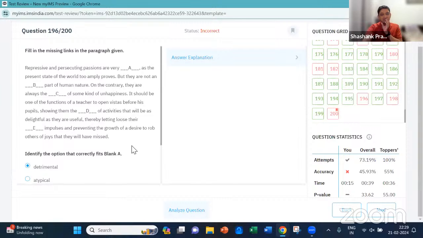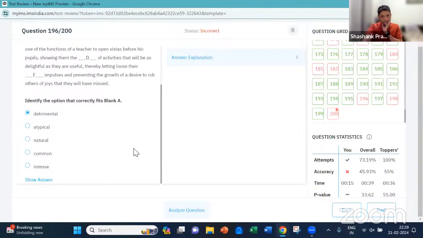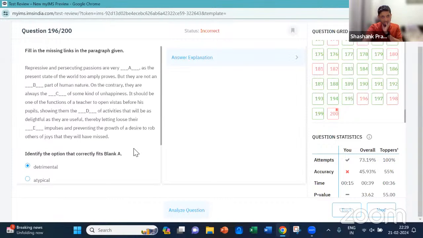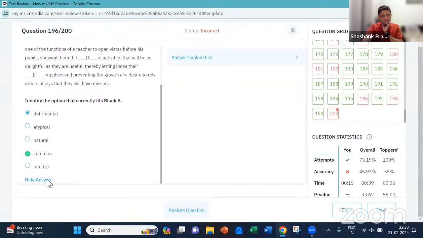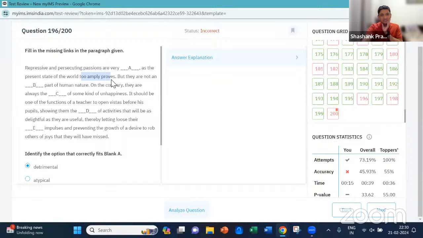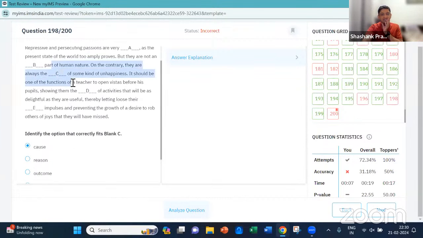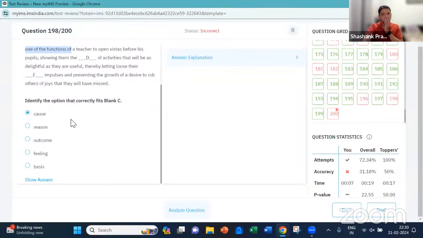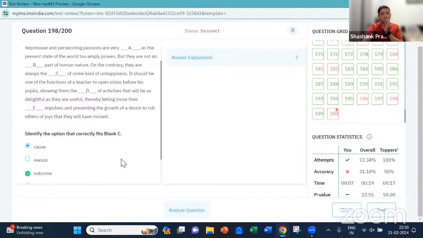So again this one. Repressive and persecuting passions are very dash. I don't know. Common. Amply proves ना. World 2 amply proves. मतलब it's very common. 198 क्या बोलते हैं? Blank C. There are always the dash. Some kind of unhappiness. Basis. Outcome. Oh, but they're not a basis, they're the outcome of some kind of analysis. Fine.